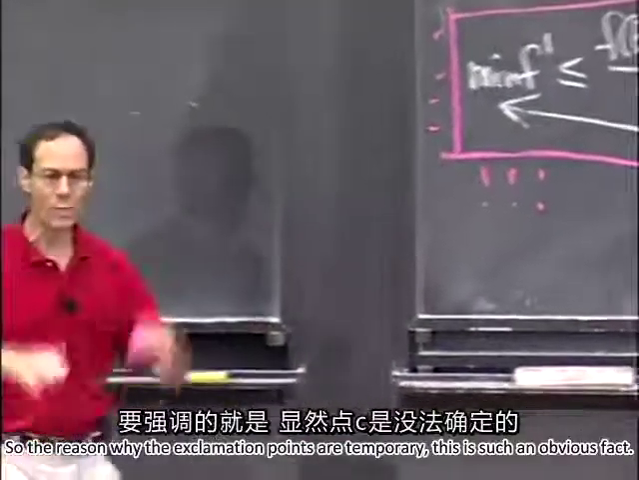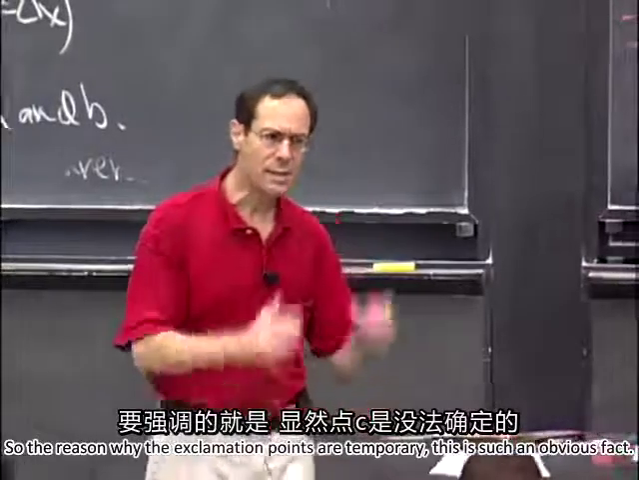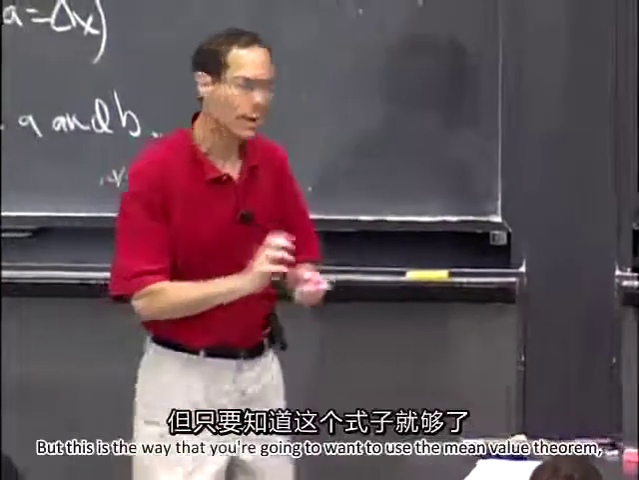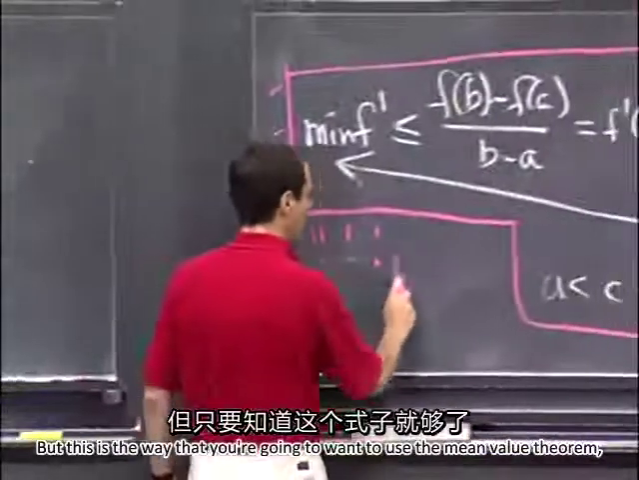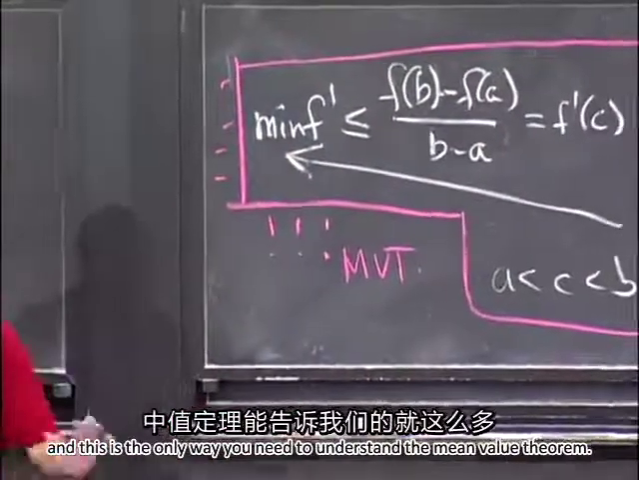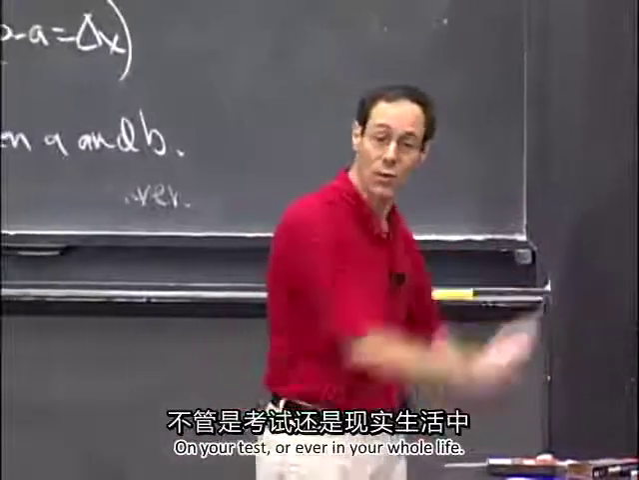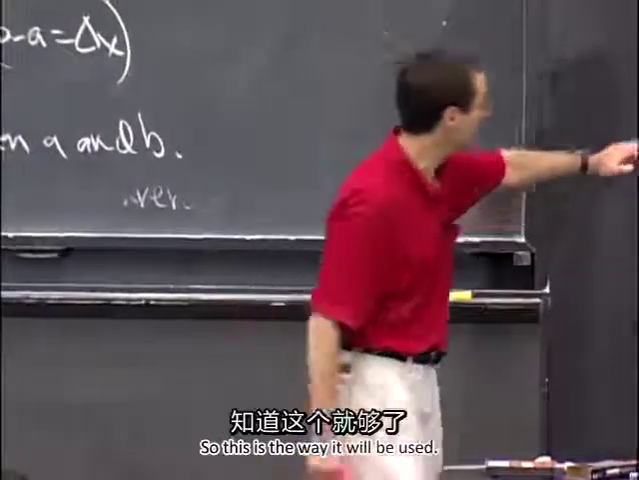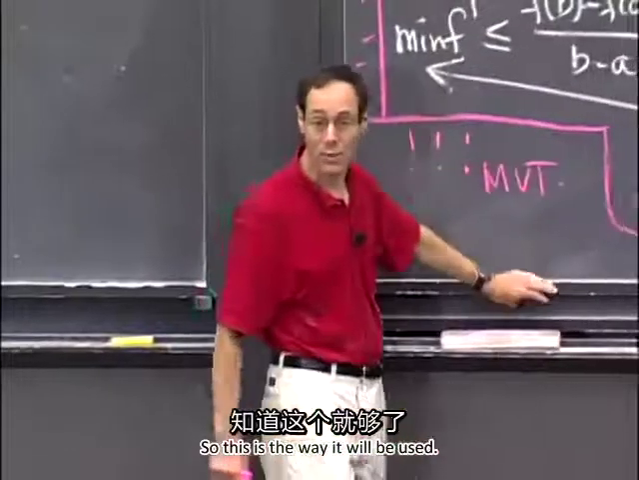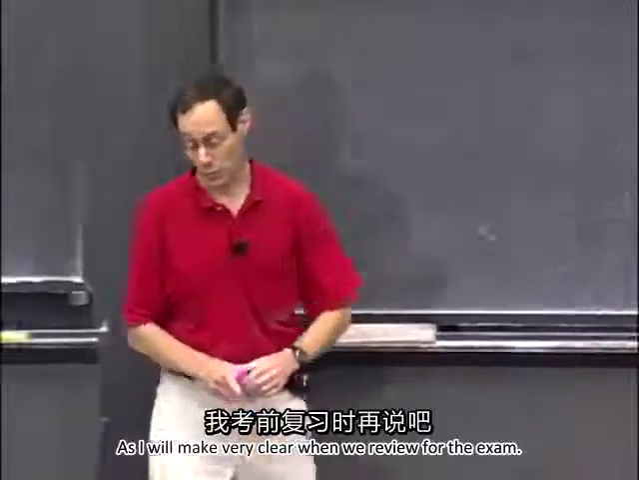So the reason why the exclamation points are temporary. This is such an obvious fact, but this is the way that you're going to want to use the mean value theorem, and this is the only way you need to understand the mean value theorem on your test or ever in your whole life. Okay? So this is the way it will be used, as I will make very clear when we review for the exam.